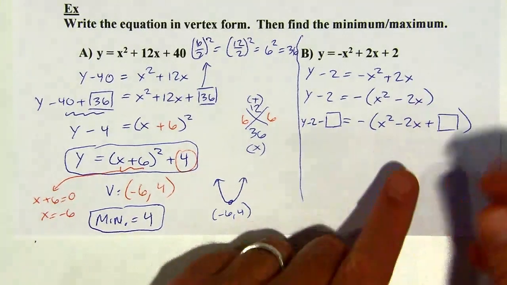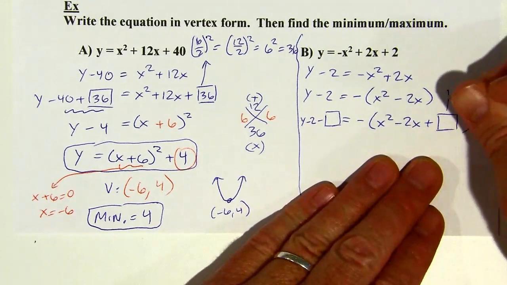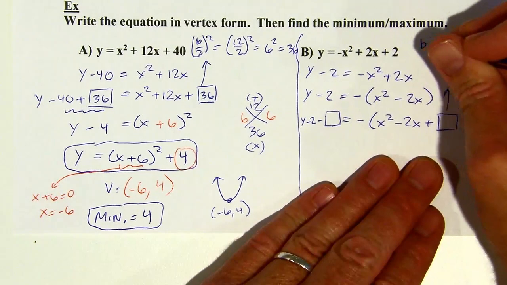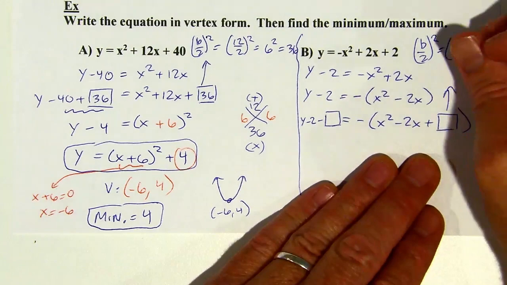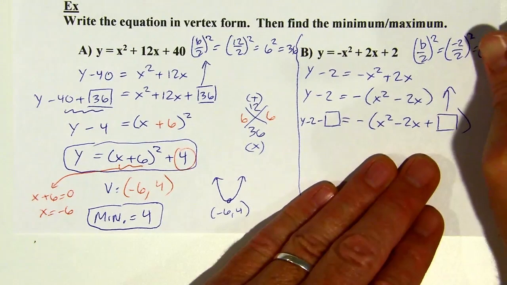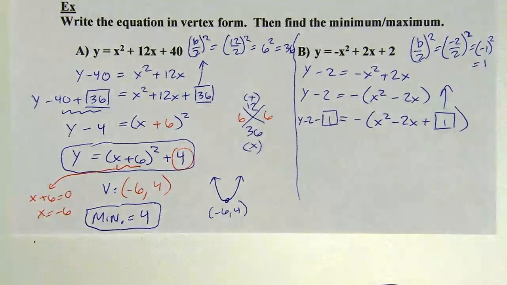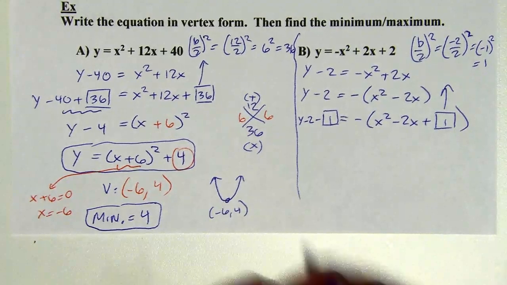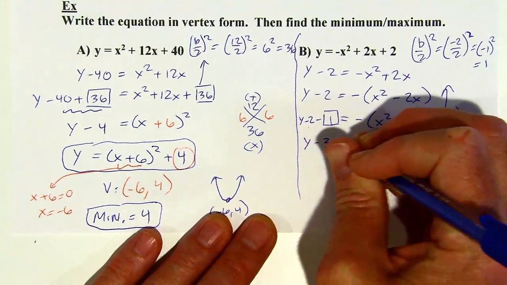All right, so now let's find the mystery number. I'm going to do b over 2 squared. The b here is negative 2, and negative 1 squared is positive 1. So that should go in both those boxes. On the left side, I'm going to combine negative 2 and negative 1 to negative 3.